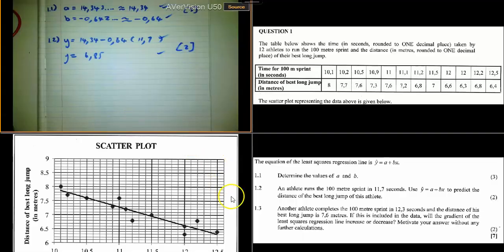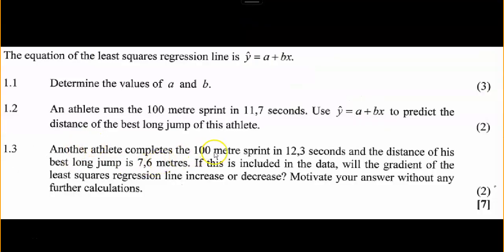Let's have a look at the next question. Another athlete completes the 100-meter sprint in 12.3 seconds, and the distance of his best long jump is 7.6 meters. If this is included in the data, will the gradient of the least squares regression line increase or decrease? Motivate your answer without any further calculations. When they say without calculations, it means you must just use your words.